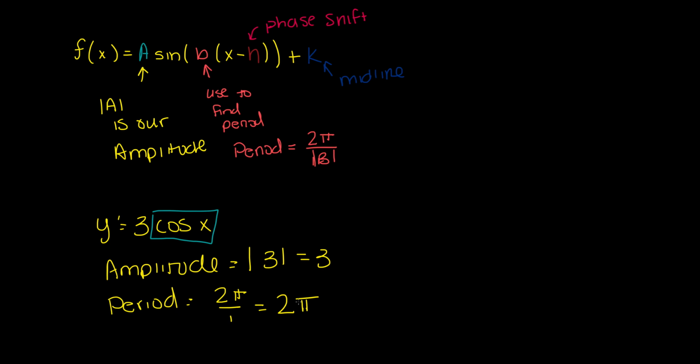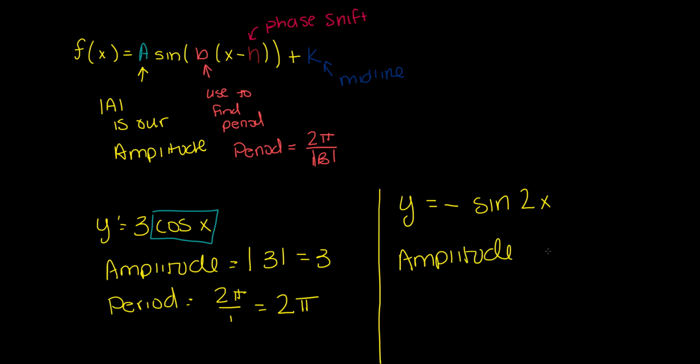Okay, so what if I'm given something else? I'm going to keep this right here and draw a little line here. Let's say I had something like y equals negative sine of 2x. Well, my amplitude would equal the absolute value of negative 1, because this is literally a negative 1, which is 1. And my period is equal to 2 pi divided by the absolute value of 2, which is going to be pi.